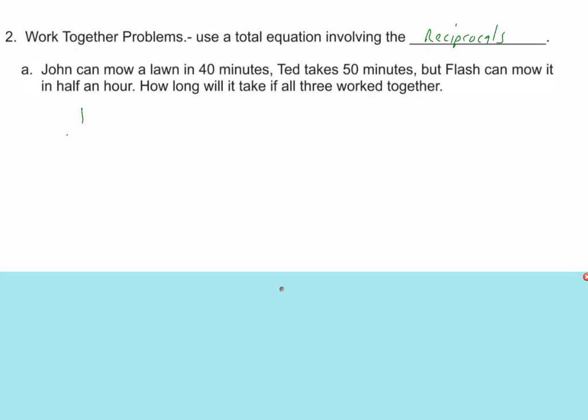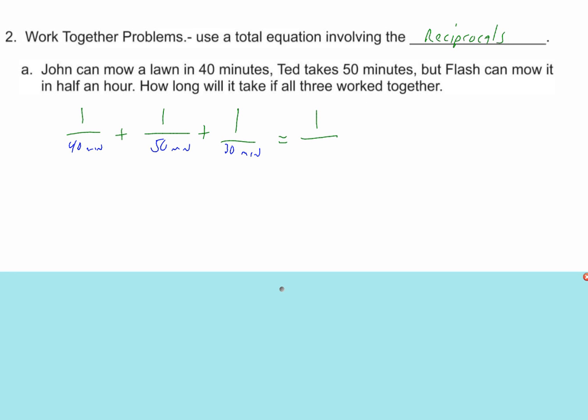This one has 3 guys, so I'm going to set up 3 reciprocals. And then the right-hand side is the reciprocal of the total. So that's how all these go. You set them up as reciprocals. We'll make the first one John, and he was 40 minutes. And then Ted was 50. And then Flash was 30. Go Flash.